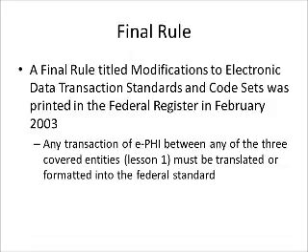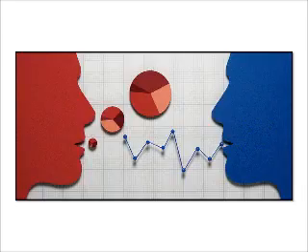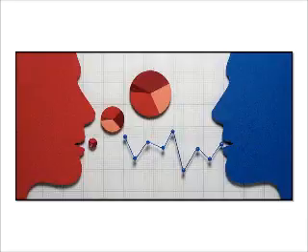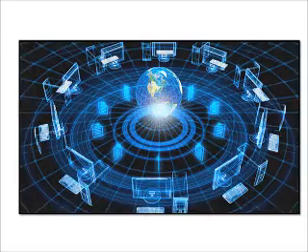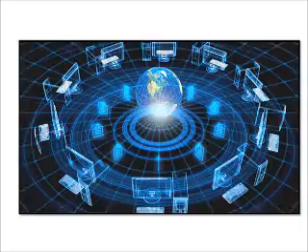Well, as of February 2003, a final rule titled Modifications to Electronic Data Transaction Standards and Code Sets was printed in the Federal Register. What this means is any transaction of electronic protected health information between any of the three covered entities that we discussed earlier must be translated or formatted into a federal standard. Under HIPAA, if a covered entity conducts one of the transactions electronically, they must use the adopted standard, either the ASC X12N or the NCPDP for prescription. And we're going to discuss these a little bit later in this lecture.